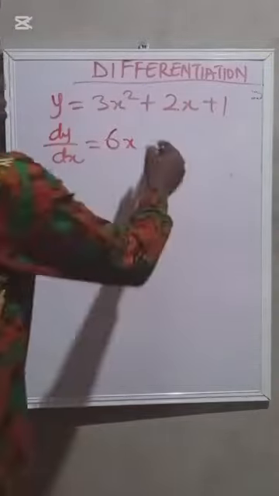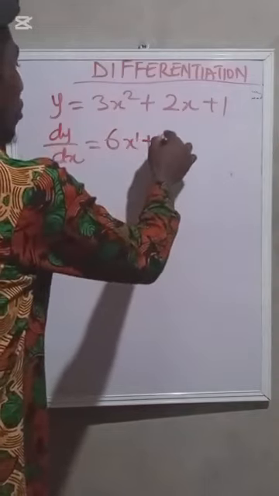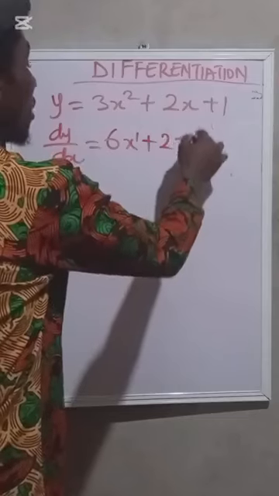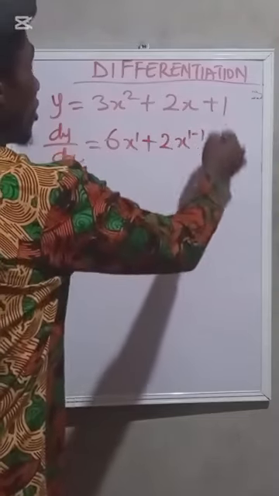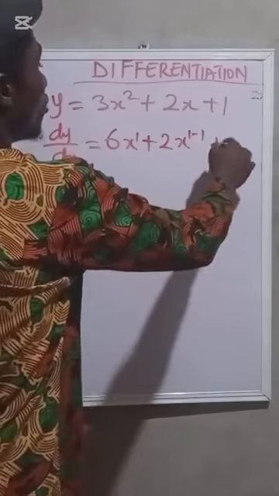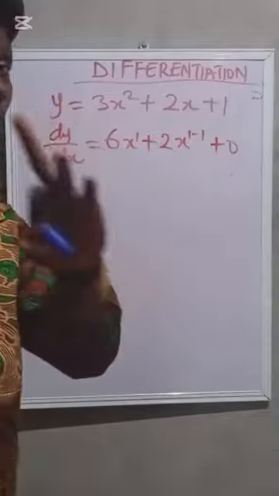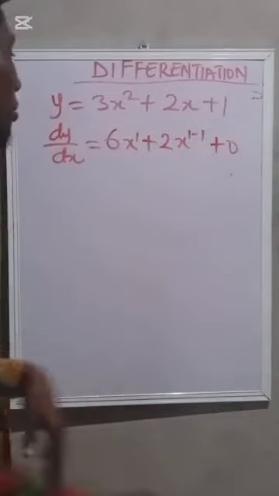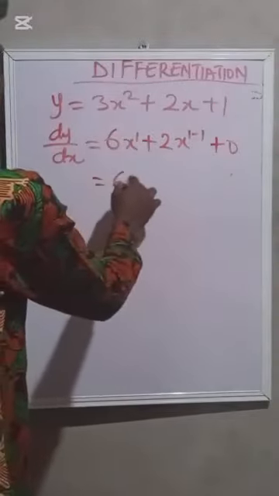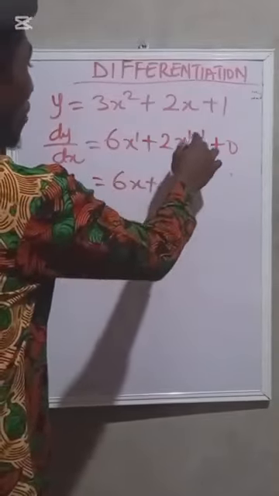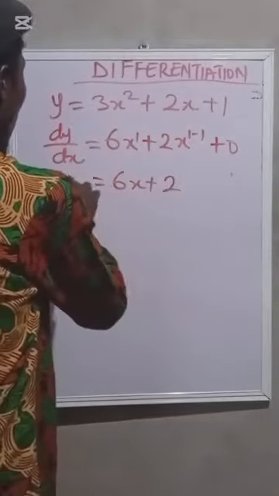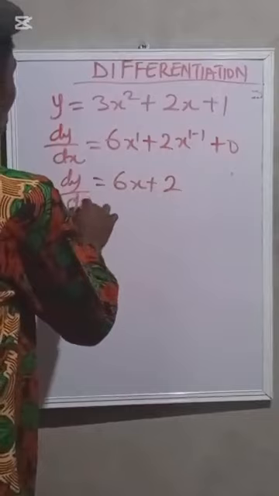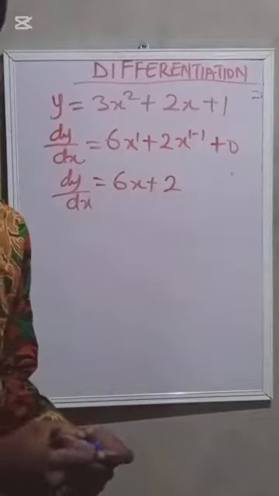That is 6x plus 1 times 2, which is x to the power 1 minus 1. Plus this is a constant, and this is going to give you 0. So I'm going to explain the basis of a constant to you. Just follow me. This is going to give you 6x plus 2 times x to the power 0, which is what? 1. So that is 2. So your dy/dx is going to be equal to 6x plus 2. This is what you're going to get.